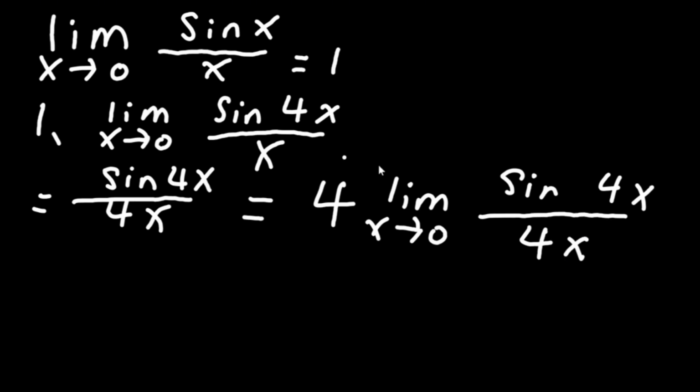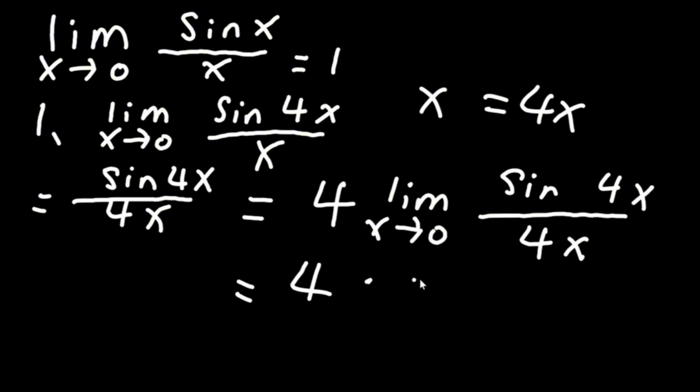And that would look something like this. So now this looks familiar, right? We have sine of 4x in the numerator, and we have 4x in the denominator. And then x is just equal to 4x, right? So we can just use what we know. Using the limit property here, we know that 4 times the limit value is basically 4 times 1, which is equal to 4. And that's your final answer.